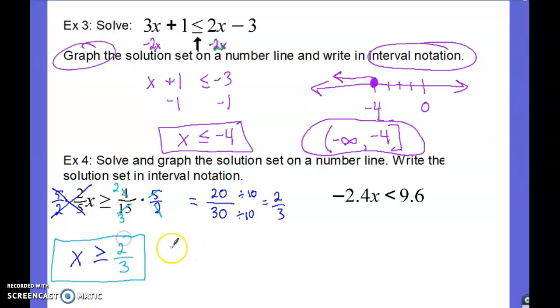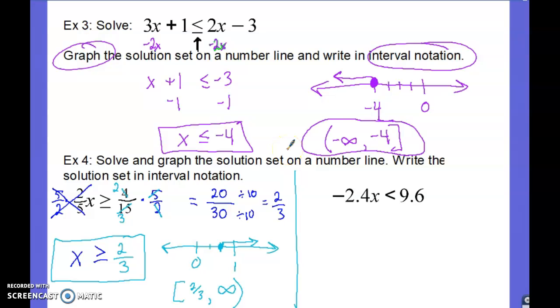Okay, but we still need a graph. Again, please show me that you understand that 0, and I'm going to count by 1/3 to recognize that right here is my closed dot, greater than is to the right. So we're going from 2/3 to infinity. All right. And then I think this will be the last one I explain for this part of the video.